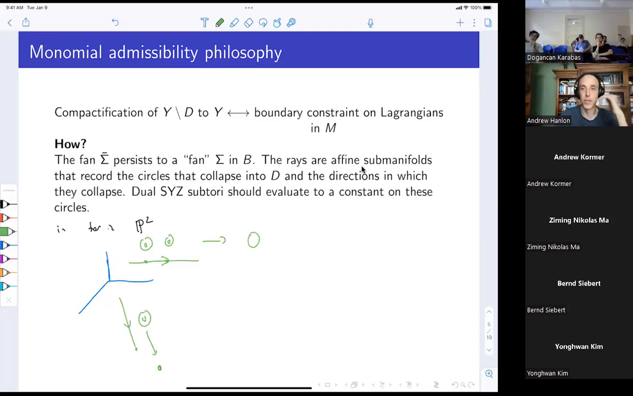And so, I mean, this is one well-known way from toric geometry to construct the fan, is to take the limit points of one parameter subgroups.